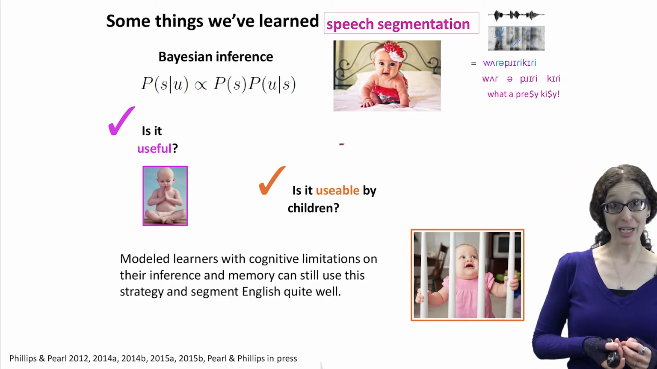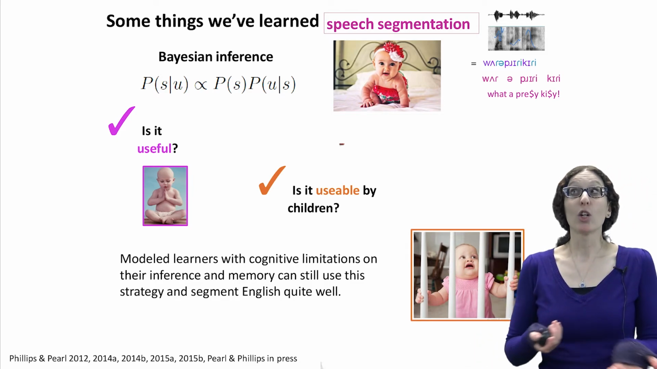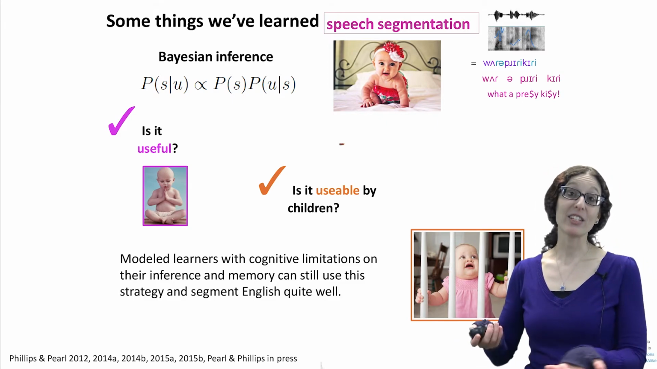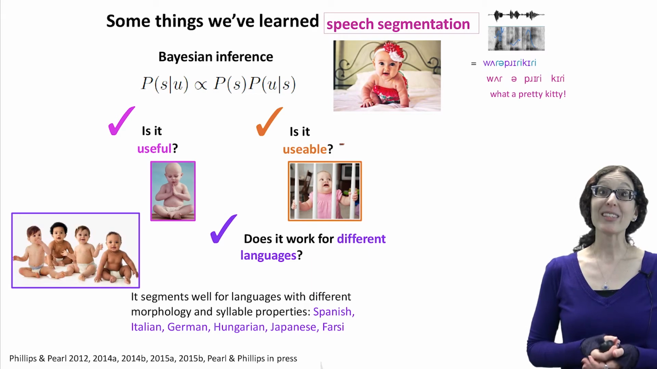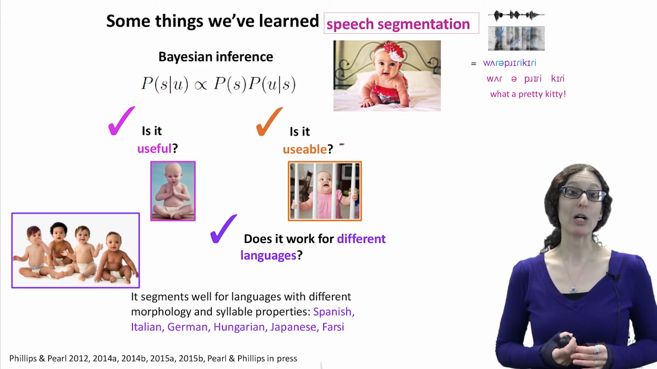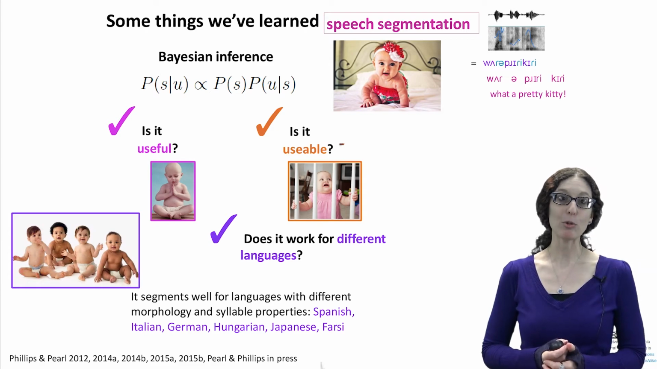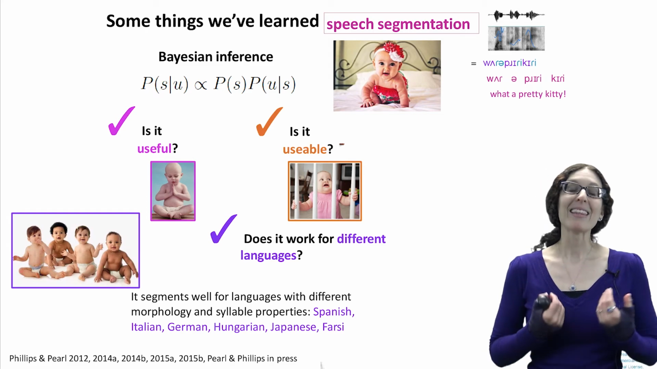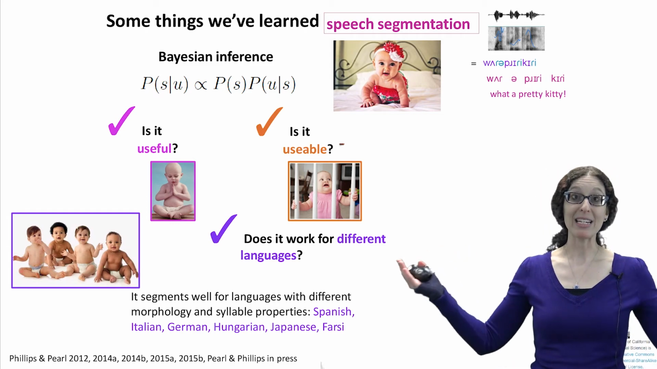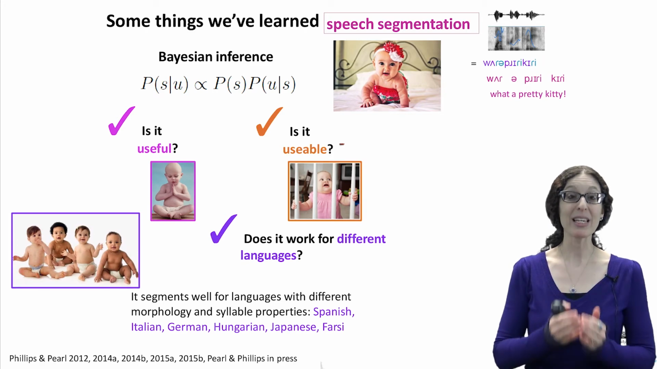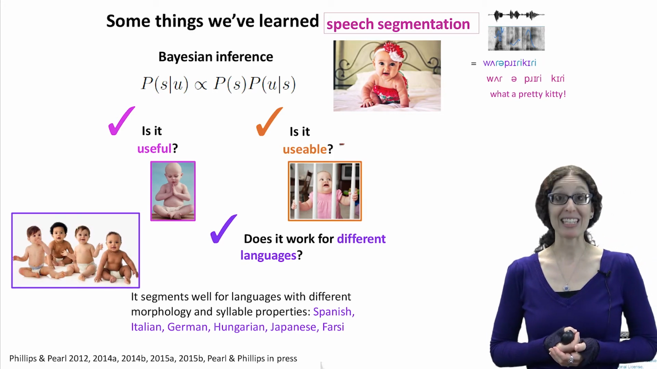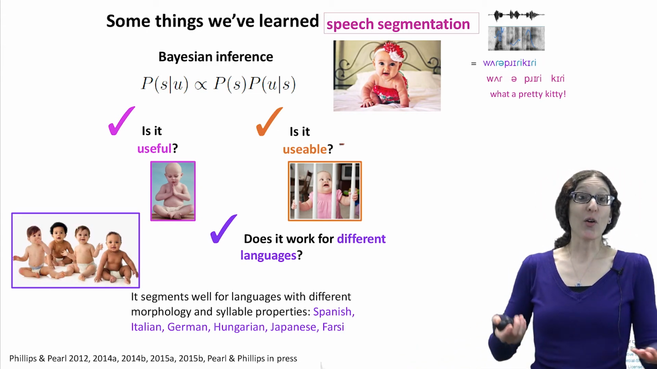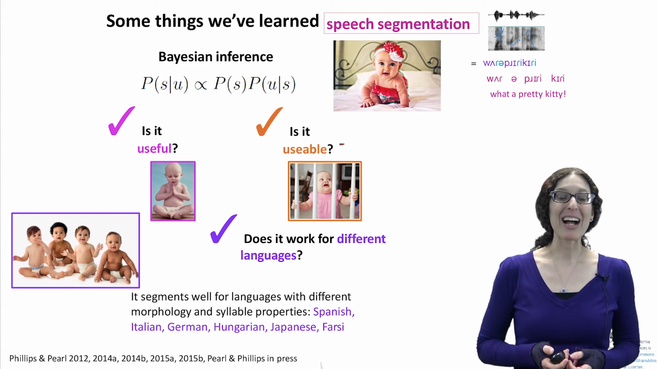Now, you'll notice I've been talking about English data. So you might be wondering, great, but there are other languages out there in this world. Does this strategy work when we test it on different language data? So it turns out, yes, it does. It segments really well for languages that have quite different linguistic properties. So they have different morphology, which is the way you put word pieces together. They have different syllable properties. So some have many, many different types of syllables. Some only have a few syllable types. And so the languages we tested were Spanish and Italian, German, Hungarian, Japanese, and Farsi. It works great on all of them. So, hey, it does work well for a variety of different languages.